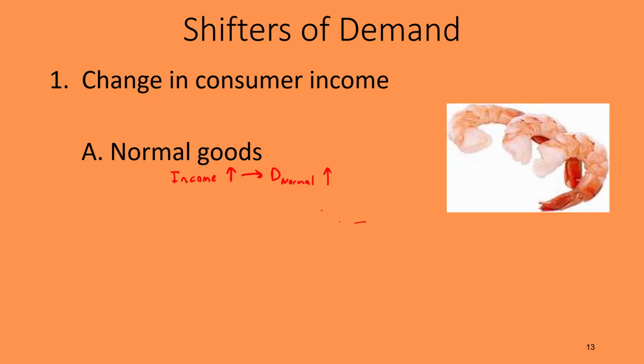So these normal goods might include things like steak and lobster, or things like nice cars or designer clothes, right? Again, stuff that if you had more money, you would buy more of.